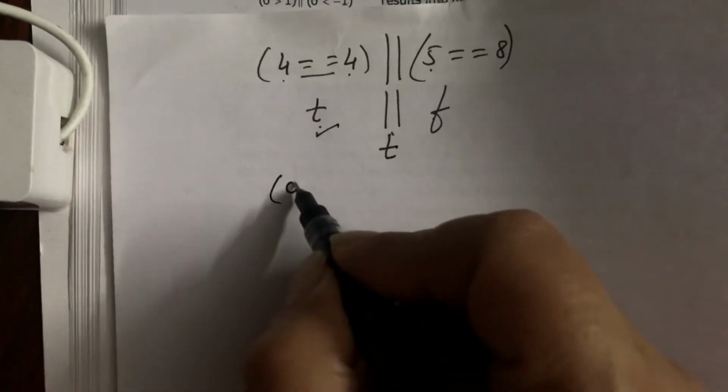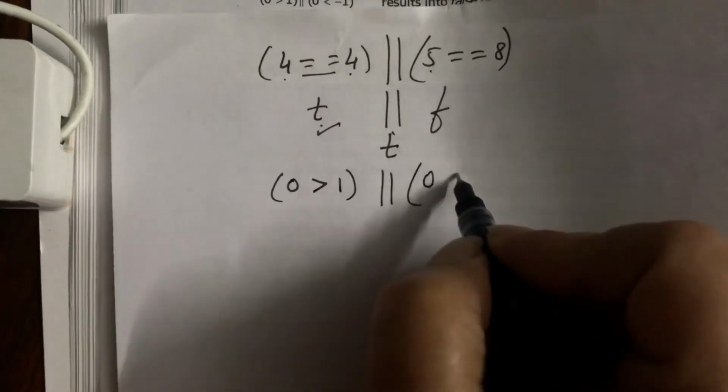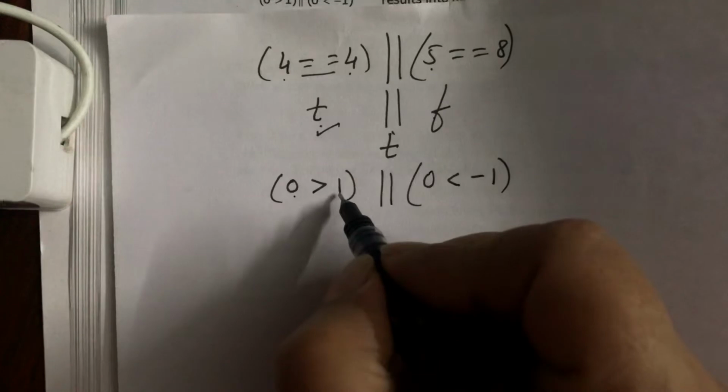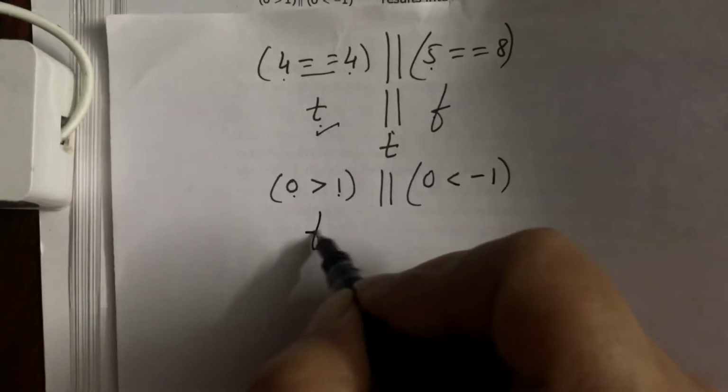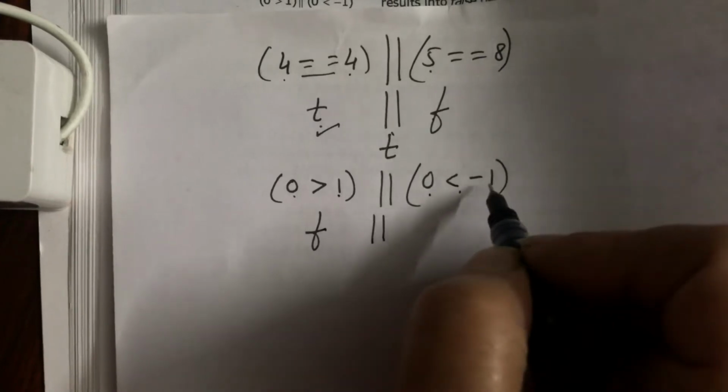Now if we see 0 greater than 1 or 0 less than minus 1, is 0 greater than 1? False. Or is 0 less than minus 1?